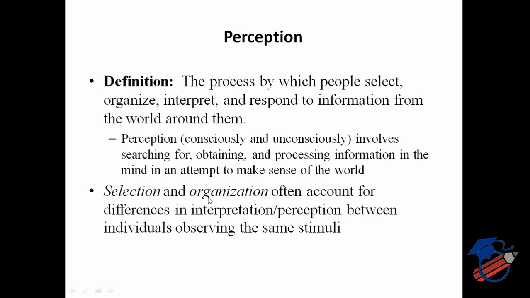Selection and organization. These are the two steps in perception, selection and organization. These are the two things which are responsible for difference in interpretation or perception between individuals observing the same stimuli. People may observe the same stimuli, the same thing. Some object is there in front of your eyes, and some other person is also observing that object.